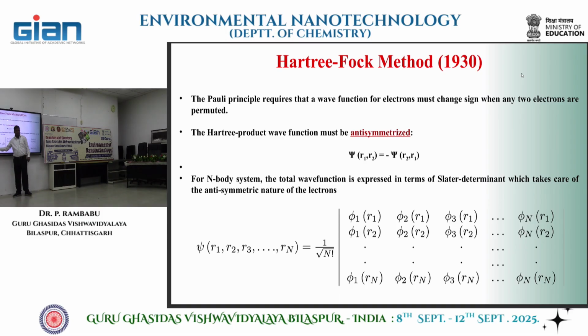So now the total wave function of the system, for n electrons, is given in terms of Slater determinant. So for example, if I take 2 electrons, the Slater determinant will be 1 over root 2 factorial, phi 1(r1) phi 2(r2) minus phi 1(r2) phi 2(r1). So now this wave function will take care of the antisymmetric nature of the electrons, and it obeys Pauli's exclusion principle. Okay, so in Hartree method, it is not obeying Pauli's exclusion principle, but here when you consider this Slater determinant, it is obeying Pauli's exclusion principle because this wave function is now antisymmetric in nature.